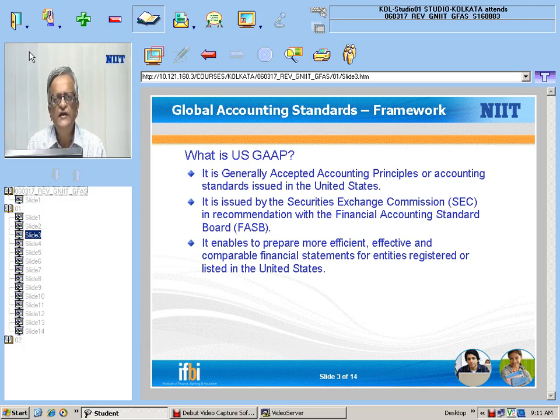Third point, it enables preparing more efficient, effective, comparable financial statements for entities registered or listed in the USA. Registered means those entities who are doing business in the USA. And listed means those companies which have issued shares to the public and are listed in the stock exchange, so that the shares of these companies may be bought and sold in the stock exchange. That is the meaning of listing.